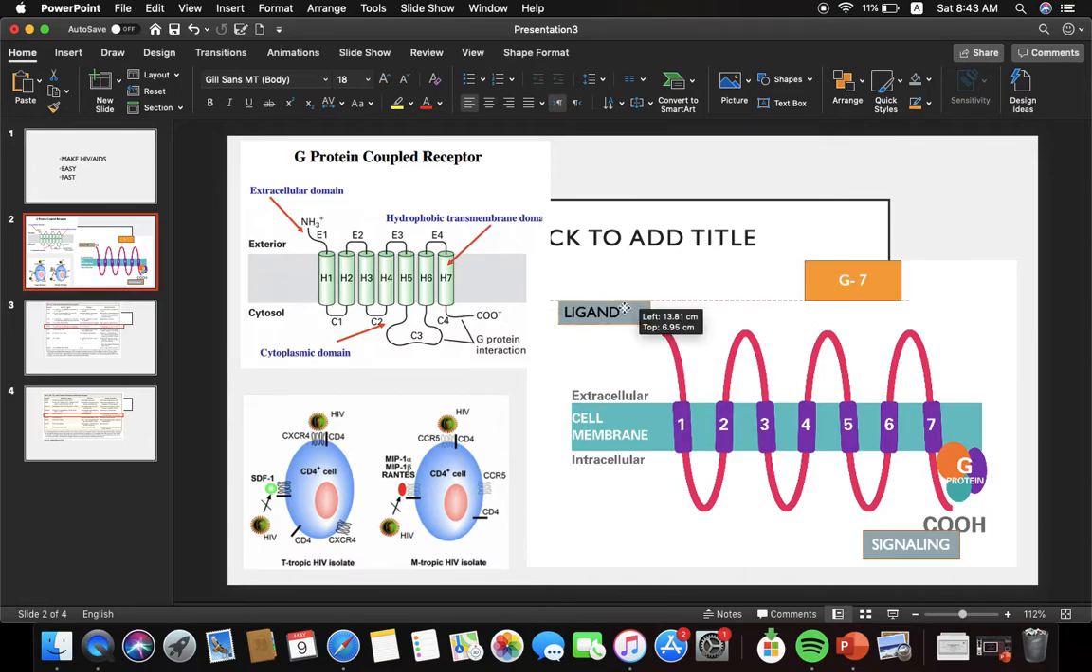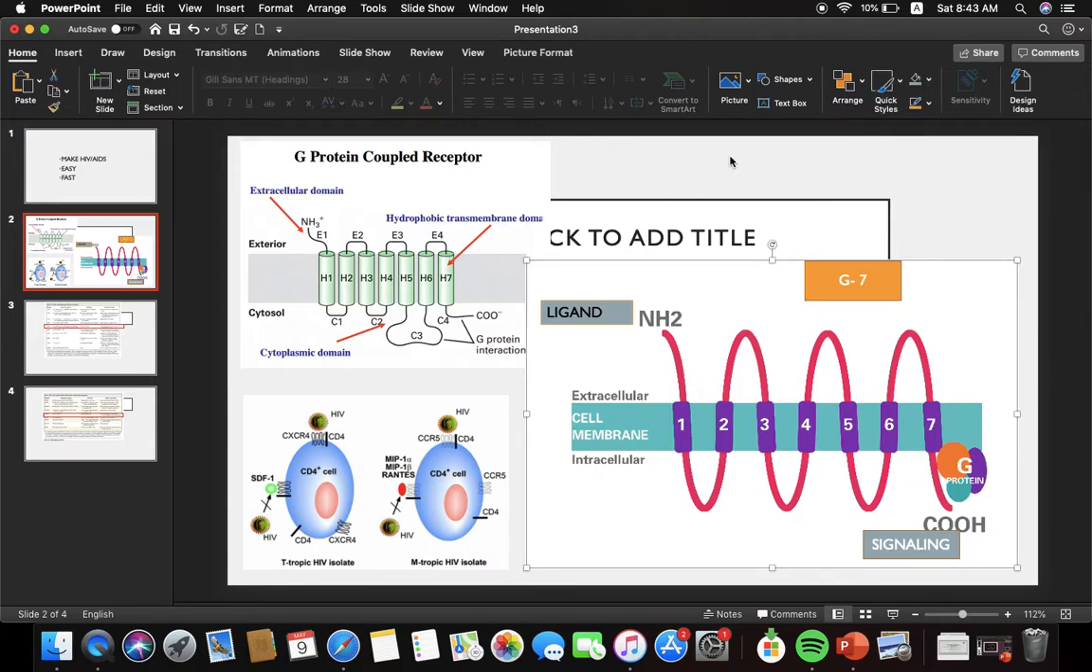Now, it's important to understand that you have this NH2 terminal, which is for ligand binding, and you have the COOH terminal for the carboxyl and for the signaling, which is basically the G protein. You can see here the G protein. All right. Now, this is the structure of the chemokine receptor. Actually, we have two types of chemokine receptor.